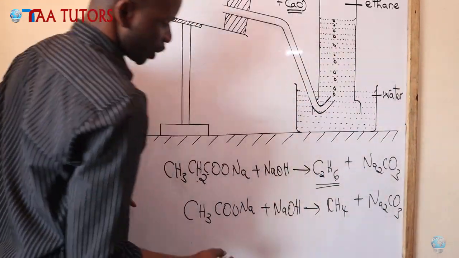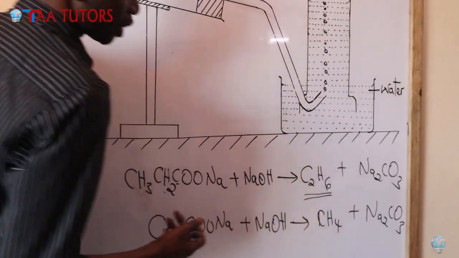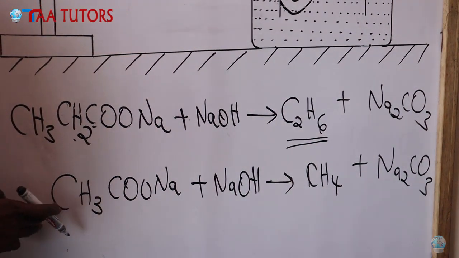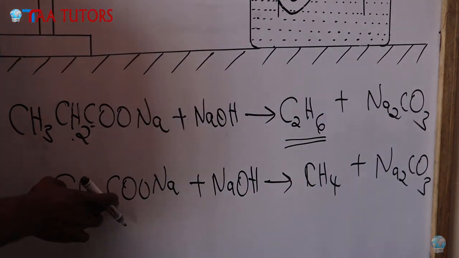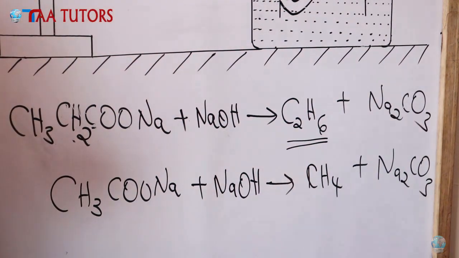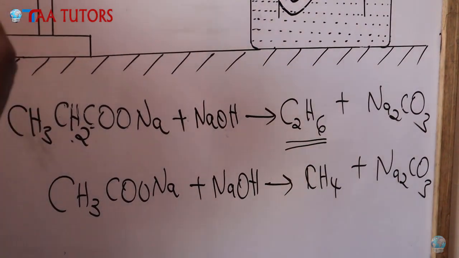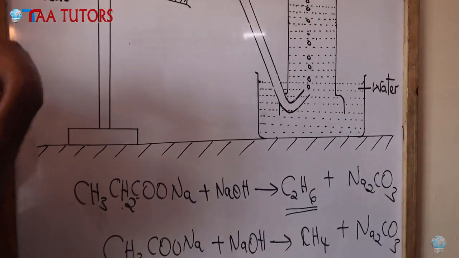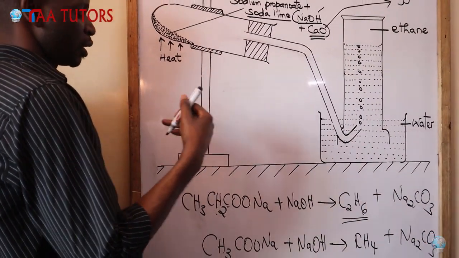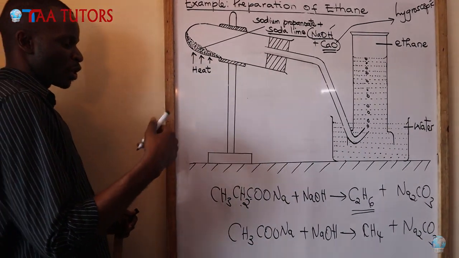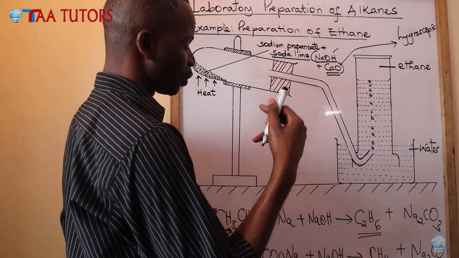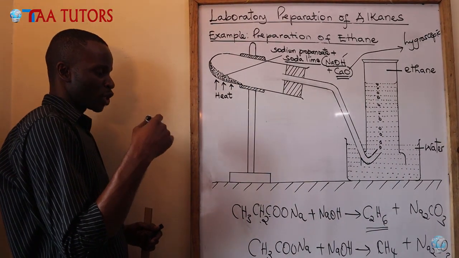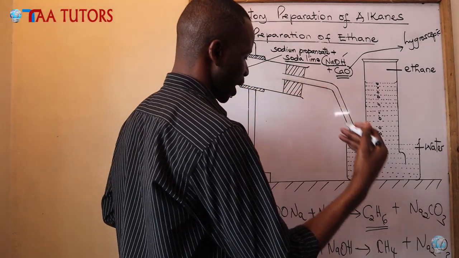So you see that the methane we are forming here has 1 carbon less than the organic salt we had. This salt had 2 carbon atoms, and then we are getting methane. It means that if we use sodium butanoate, we are going to form propane. So every time the salt must have one more carbon. Sodium propanoate gives ethane. Sodium ethanoate gives methane. Sodium butanoate gives propane. Sodium pentanoate gives butane.